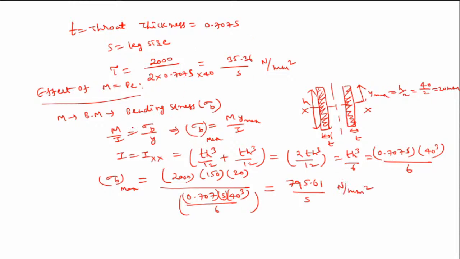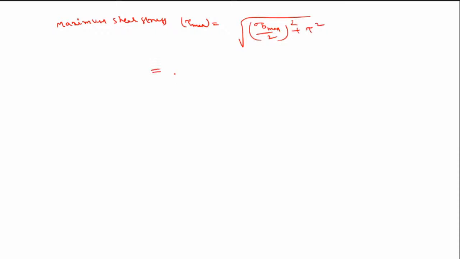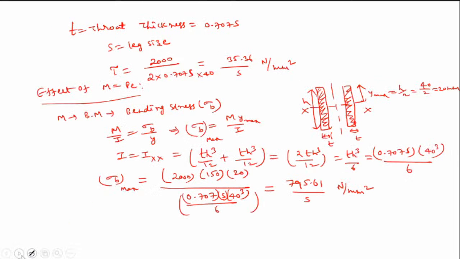Now the weld is subjected to shear stress and also bending stress. So we can calculate the maximum shear stress. Maximum shear stress, that is tau max, is nothing but the square root of sigma b max by 2 whole square plus tau square. Sigma b max we get as around 795.61 by 2S whole square plus tau, which is 35.36 by S whole square.